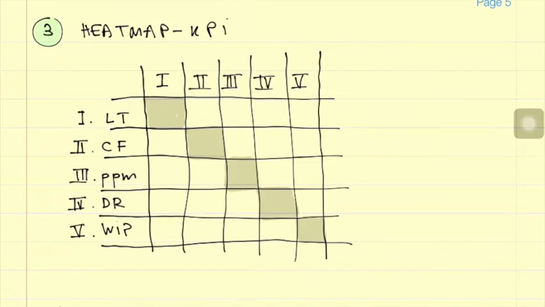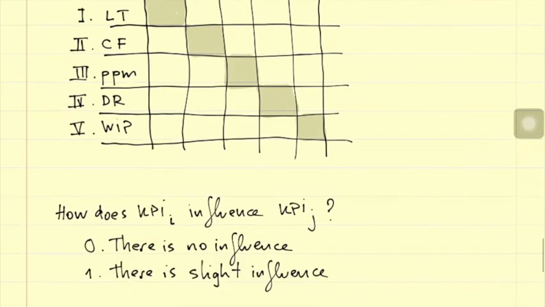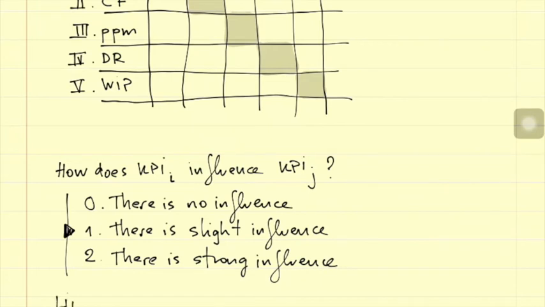How does KPI sub E influence KPI sub J? We answer this question with a 0 if there is no influence, with a 1 if there is a slight influence, and with a 2 if there is strong influence. And we go line by line. Okay.